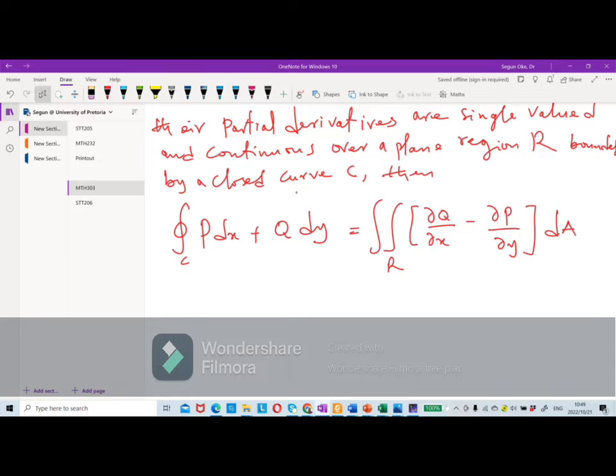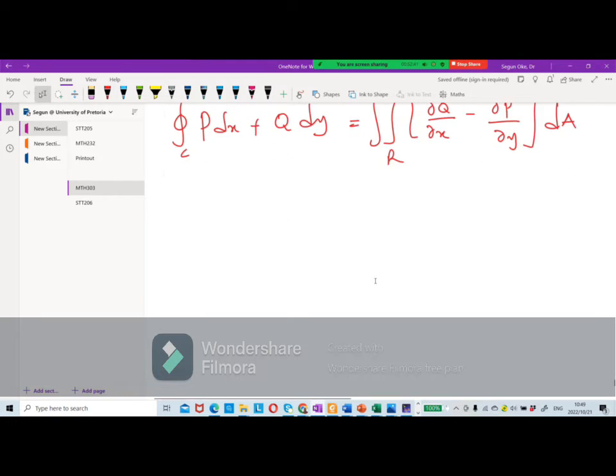Now, in this case, what is our P of x? Let's look at it. What is our P of x? Anybody? Our F, the R in this case, is what?